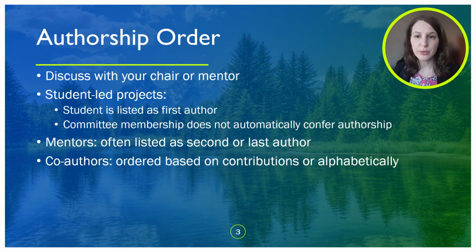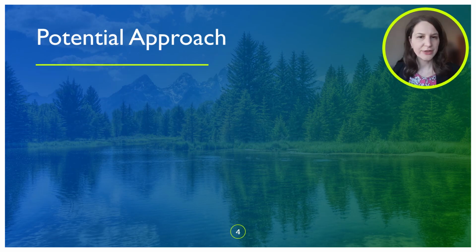Those serving in the mentor role may be listed as either second or last author to indicate their role as a mentor. For other authors, you may consider ordering them based on how much they contributed to the project. Or if all co-authors essentially contributed the same amount, you may consider simply listing them alphabetically. I do recognize that identifying authors and authorship order can be a little uncomfortable or a sensitive topic for some. Again, you're encouraged to discuss the approach with your faculty chair or a mentor.